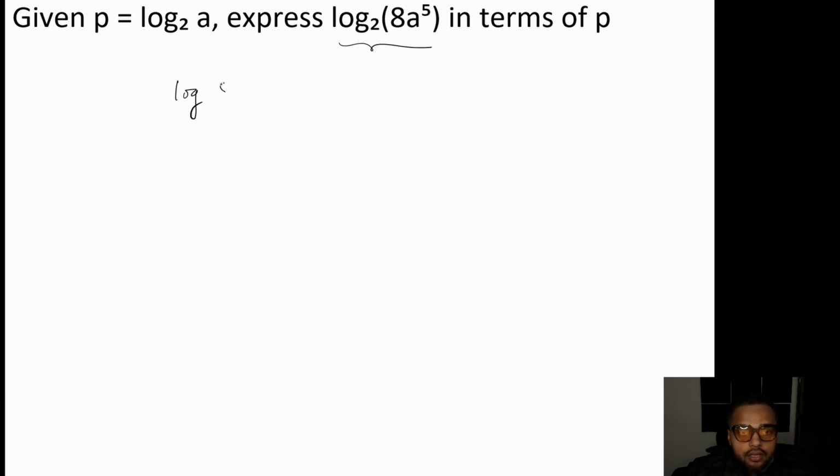Log of 8a power 5 base 2. Okay, first what will we apply? The reverse of product law, so it will be log of 8 times a power 5. It could be written here. It is obviously seen here, and now I'm applying the product law, so it will be log of 8 base 5 plus log of a raised to the power 5 base again 5.